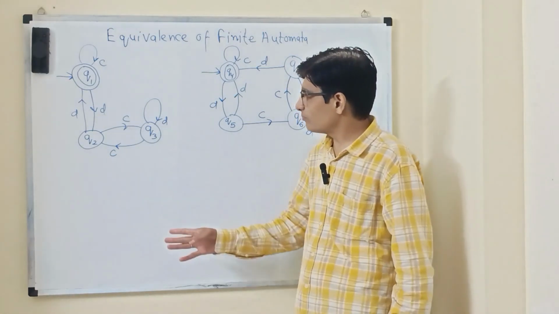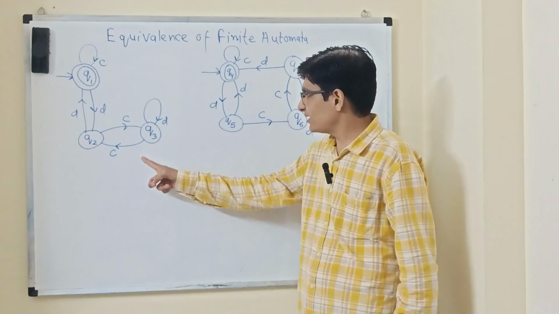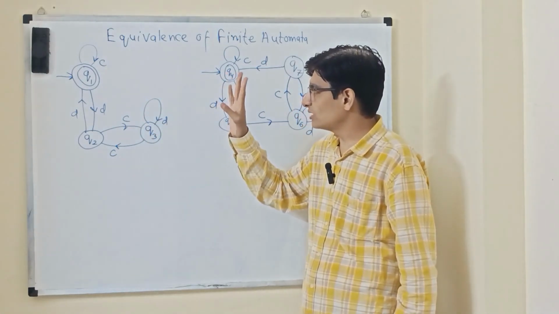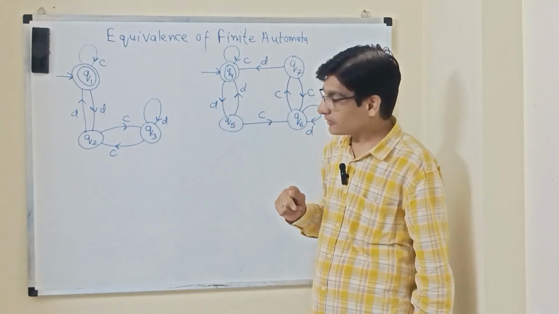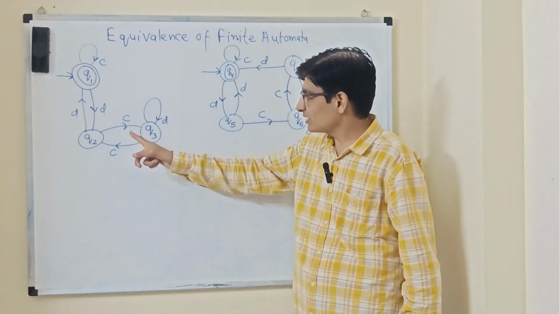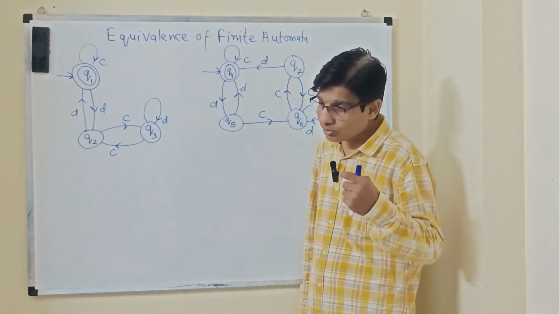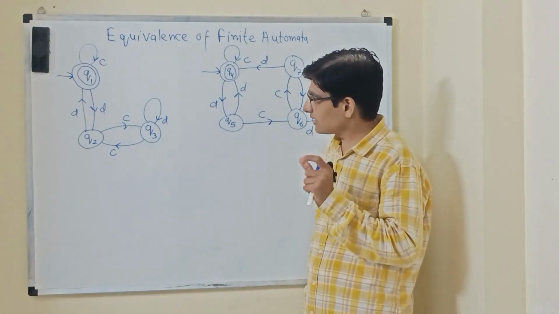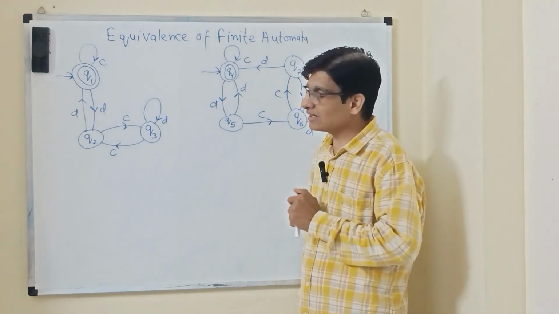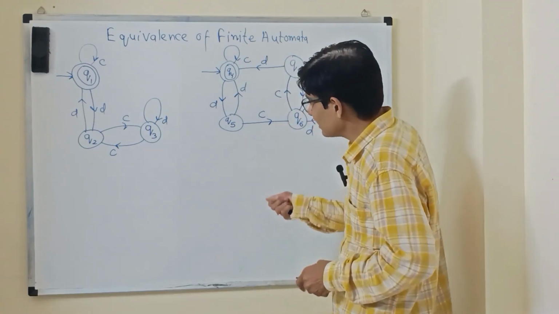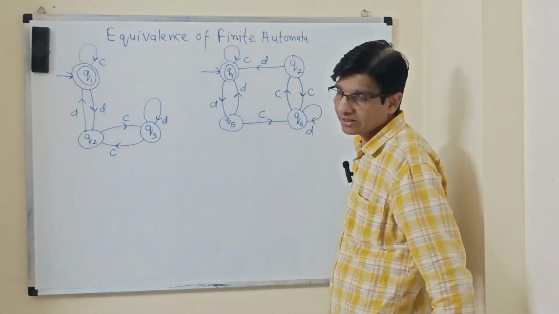See, I have taken two DFAs here, and you can see the structure of both the DFAs is different. This one has three states, and this one has four states. So let us check whether they are the same or not. Let's see how to check this equivalence.